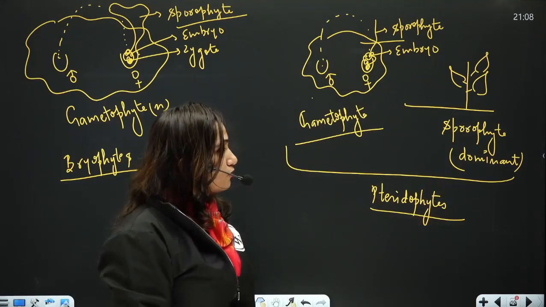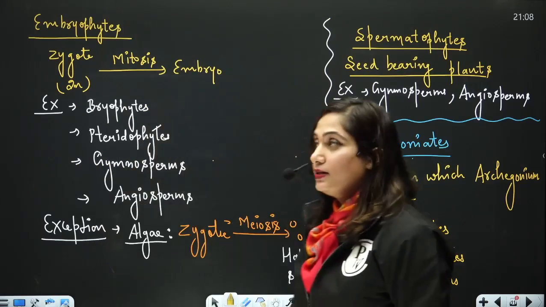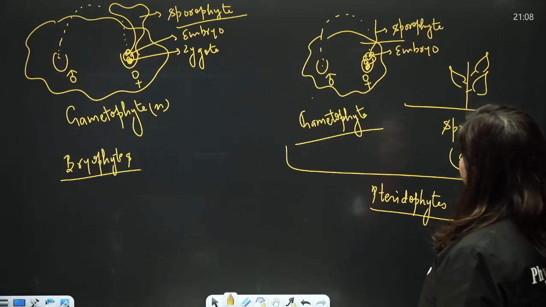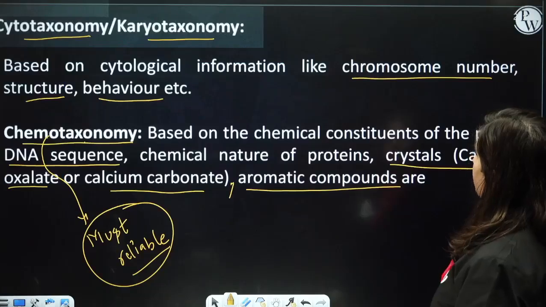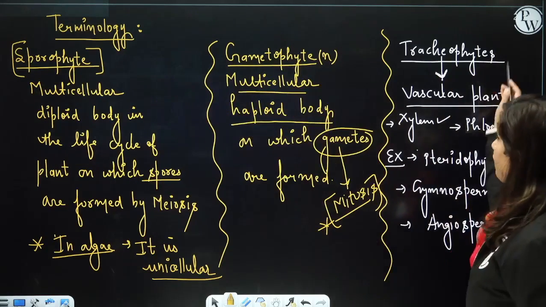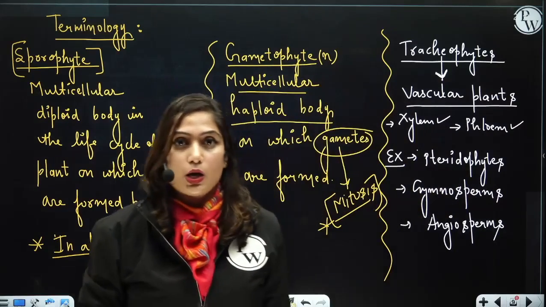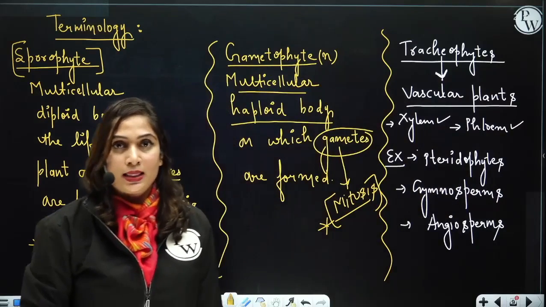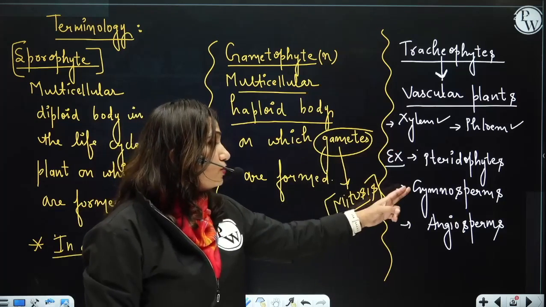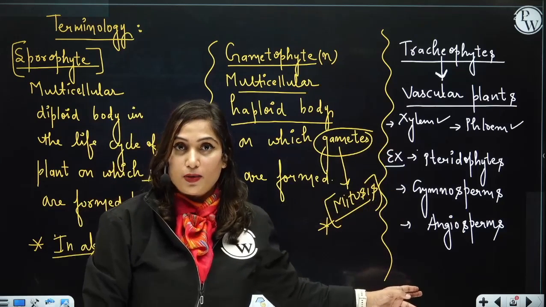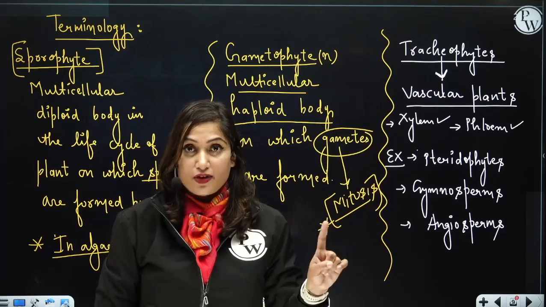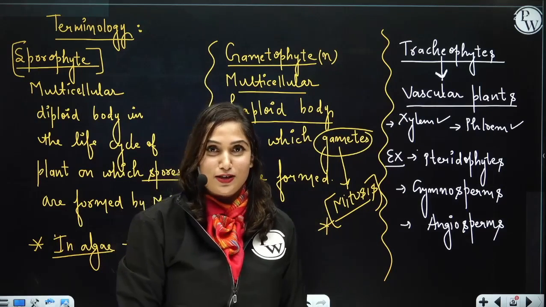Chaliye. Now let's move to another part, another term, embryophytes. One more thing. So now we know what is sporophyte and what is gametophyte. Now tracheophytes. All those plants which have xylem and phloem in them are called tracheophytes or vascular plants. Pteridophytes, Gymnosperms, Angiosperms are vascular plants because they have xylem and phloem. Algae and bryophytes do not have a vascular system, so they are non-vascular plants.